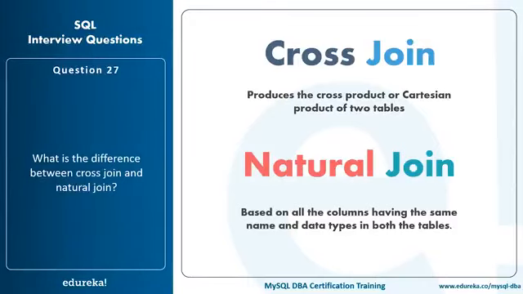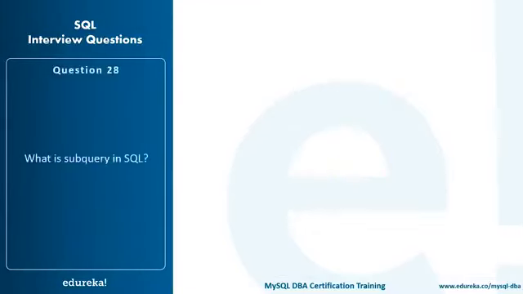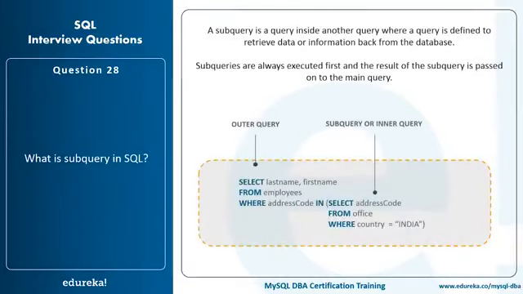Now let's move forward to our next question, that is, what is a subquery in SQL? A subquery is basically a query inside another query, where a query is defined to retrieve data or information back from the database. So subqueries are always executed first, and the result of the subquery is passed on to the main query.